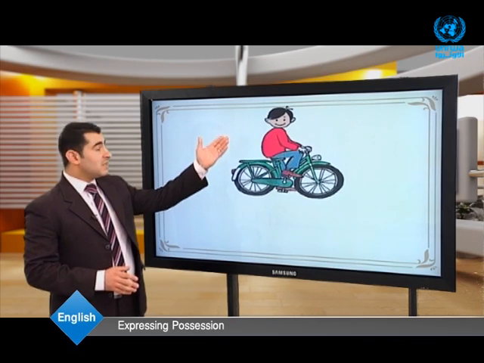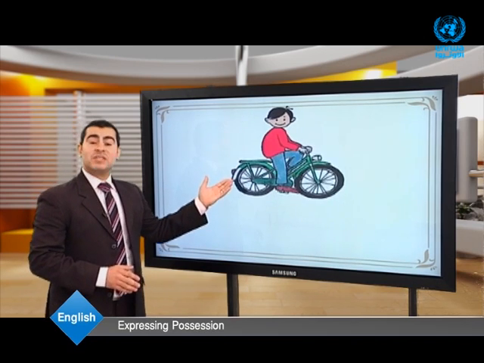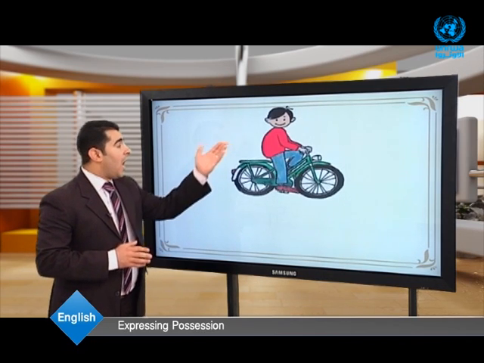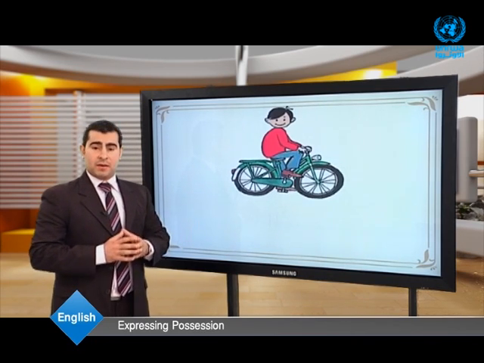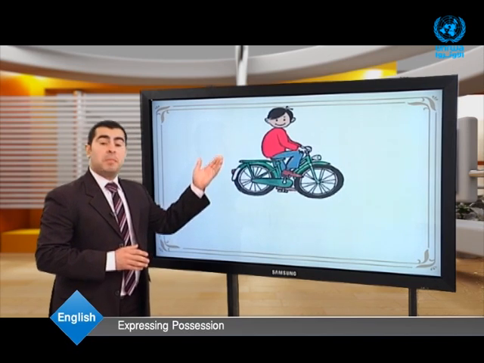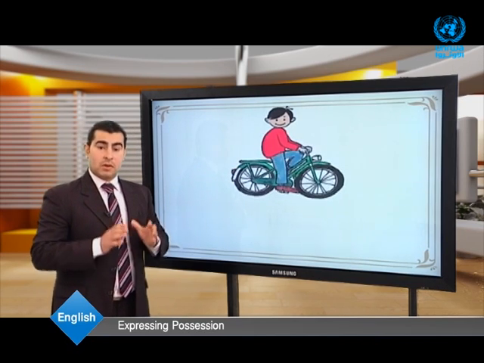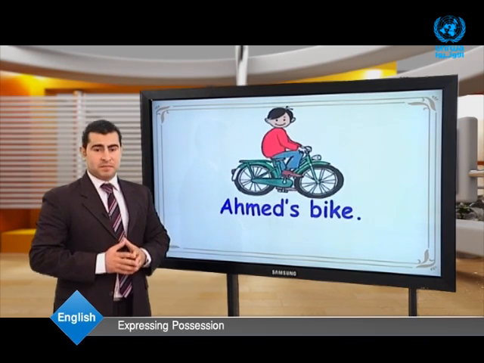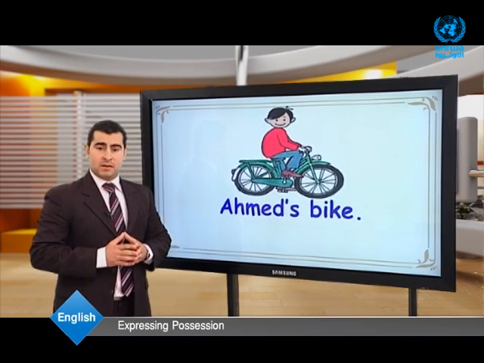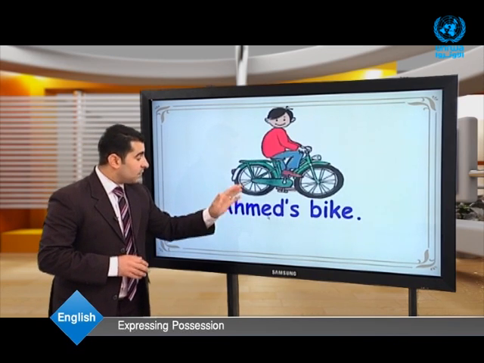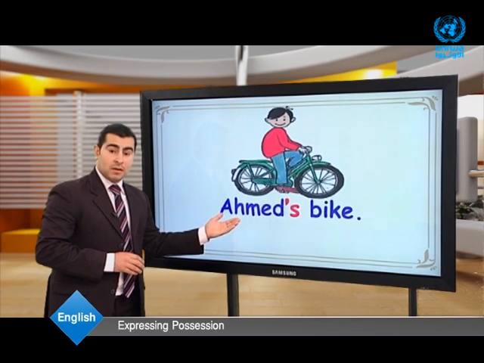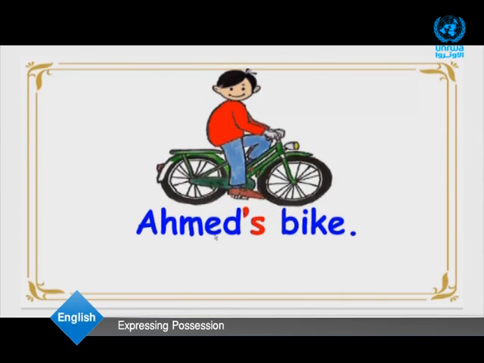Look, this is Ahmed. Ahmed is riding the bike. Now, we will say that Ahmed owns the bike, or the bike belongs to Ahmed. Look, we say it's Ahmed's bike. We added an apostrophe plus S to the name Ahmed because Ahmed has or owns the bike.